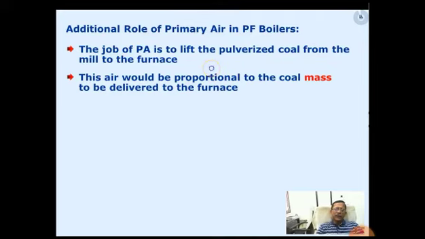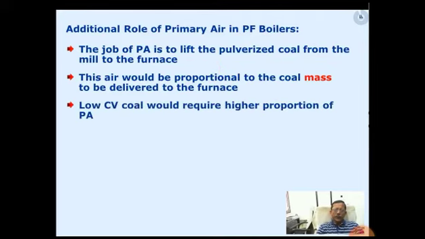So naturally, if I am having a low CV coal, that is going to increase the PA proportion, because in the case of a low CV coal, for a particular heat load, I would need to put more fuel in the furnace, and that would require more primary air, which is going to take this fuel to the furnace.